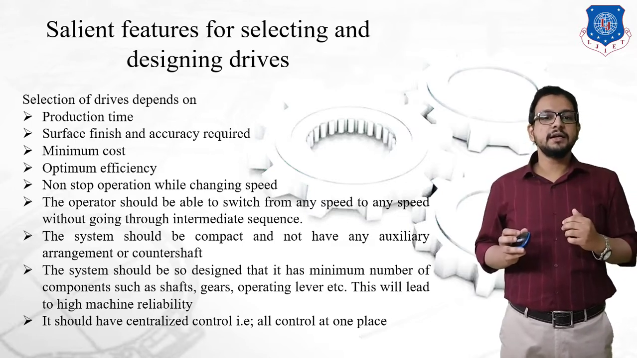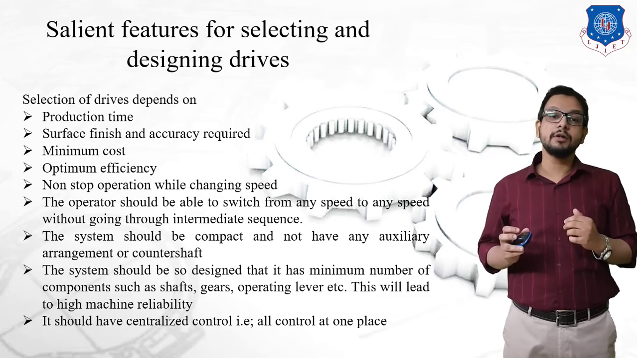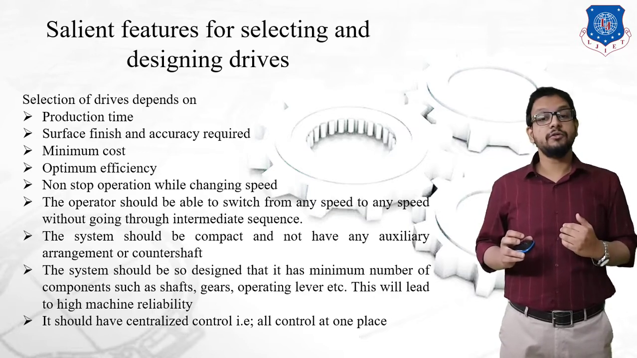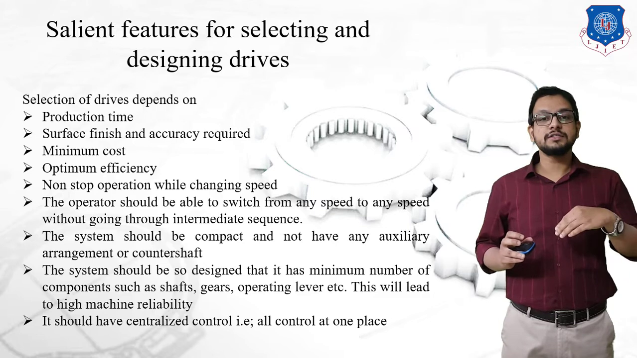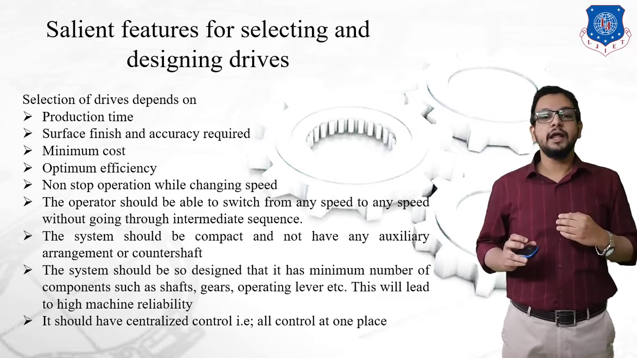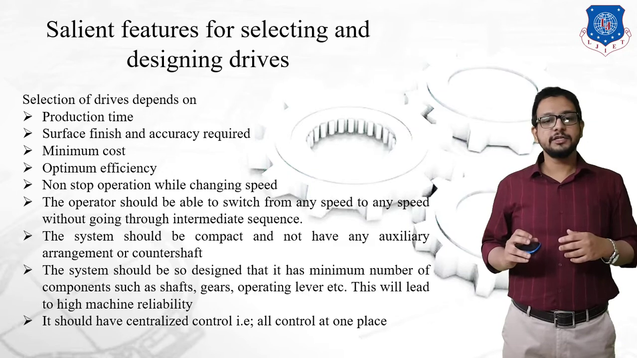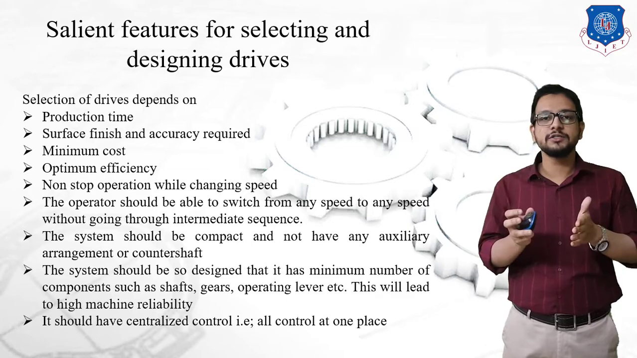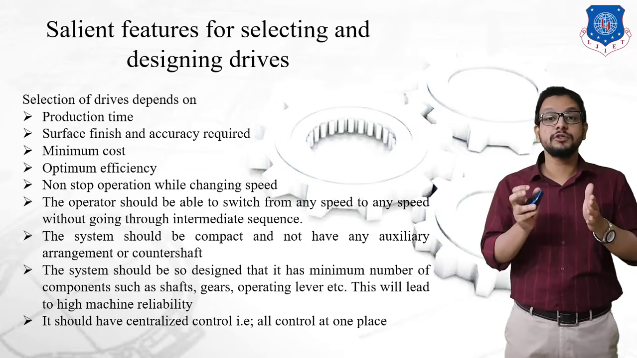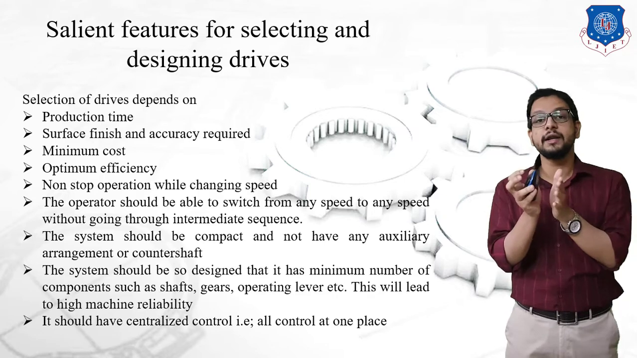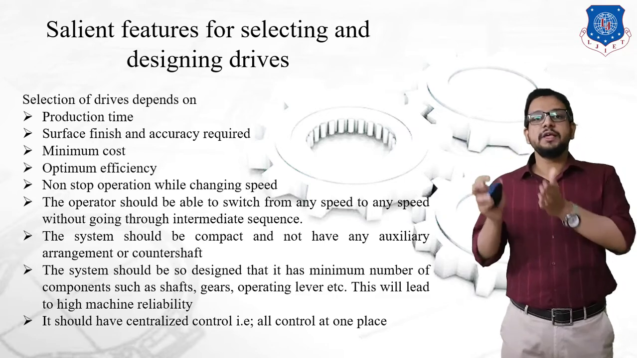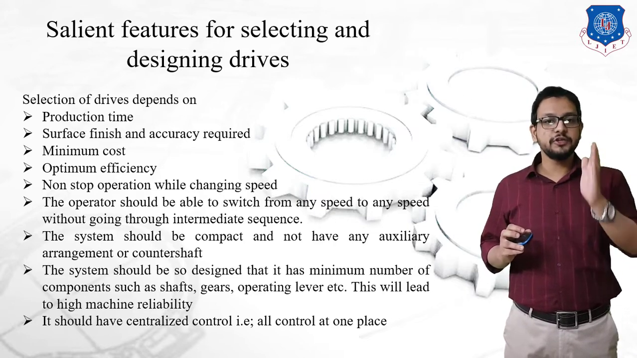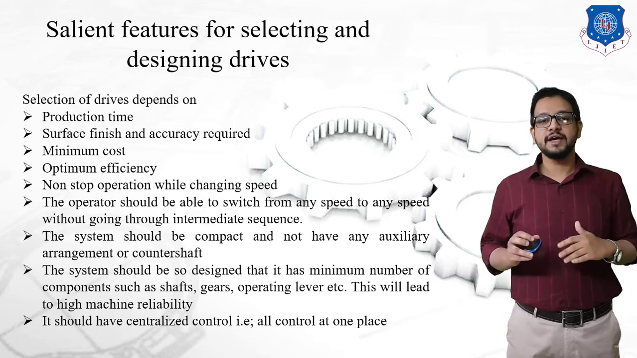Next important criteria is that the system should be so designed that it has a minimum number of components such as shafts, gears, operating levers, etc. So what is this going to help? It will help in increasing the machine reliability. Next, it should have centralized control, that is, all the controls, or we would say push buttons, toggles, hand wheel, every control has to be provided at a single place so that it would be easier for the operator to operate a particular button. Okay, so these are the features which have to be considered before designing the drives.